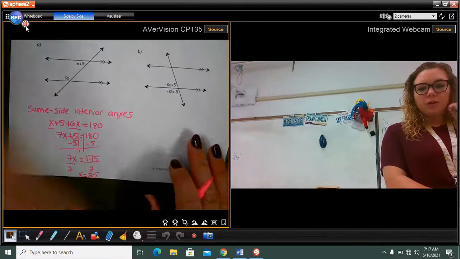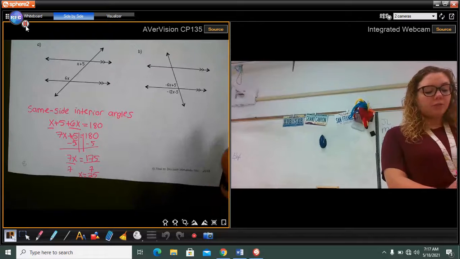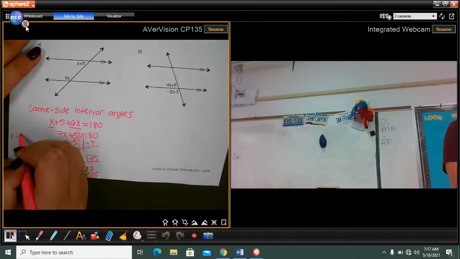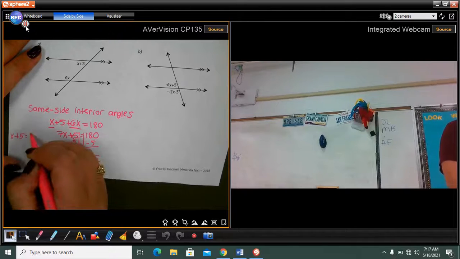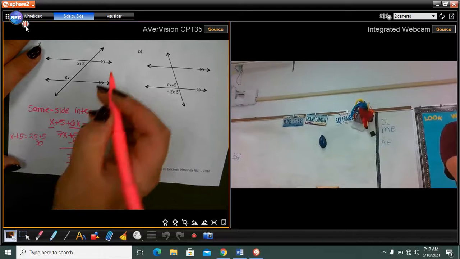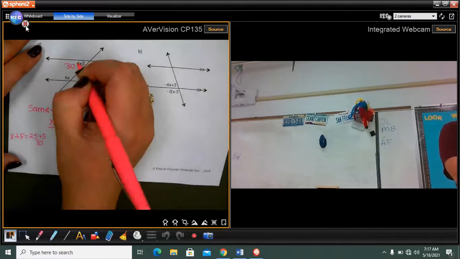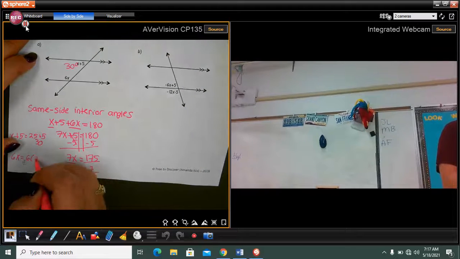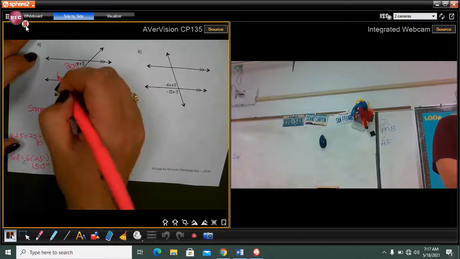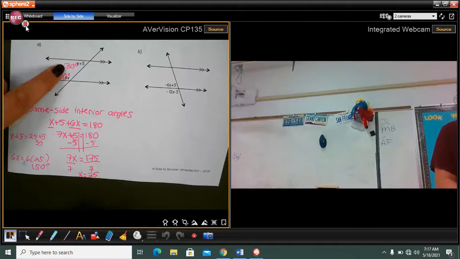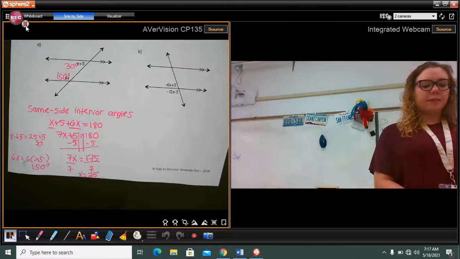But that's cool. They don't want us to find x. They want us to find the measure. So we have to plug 25 in for x. So x plus 5 equals 25 plus 5, which is going to give me 30. So this angle is 30 degrees. And then 6x equals 6 times 25, and that's going to give me 150. And if you want to check, 150 plus 30 is 180. So it is right.